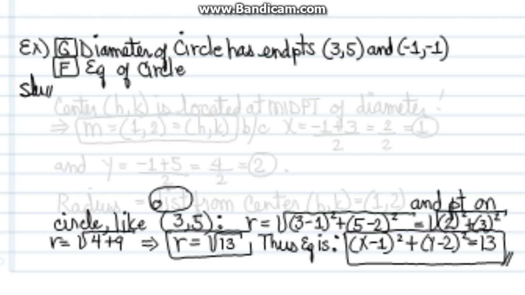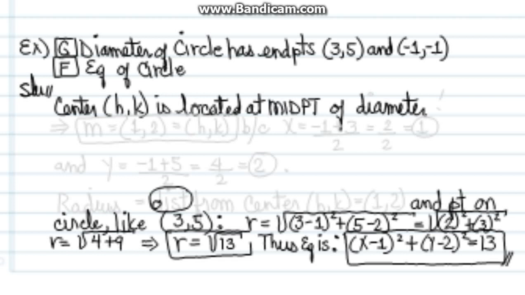So let's see if we have enough information to use that formula. First of all, the center (h, k) we know is going to be located directly in the middle of the diameter. We call that the midpoint of the diameter. Therefore, the midpoint, which I'll call M, is going to be equal to (1, 2), which is our (h, k).